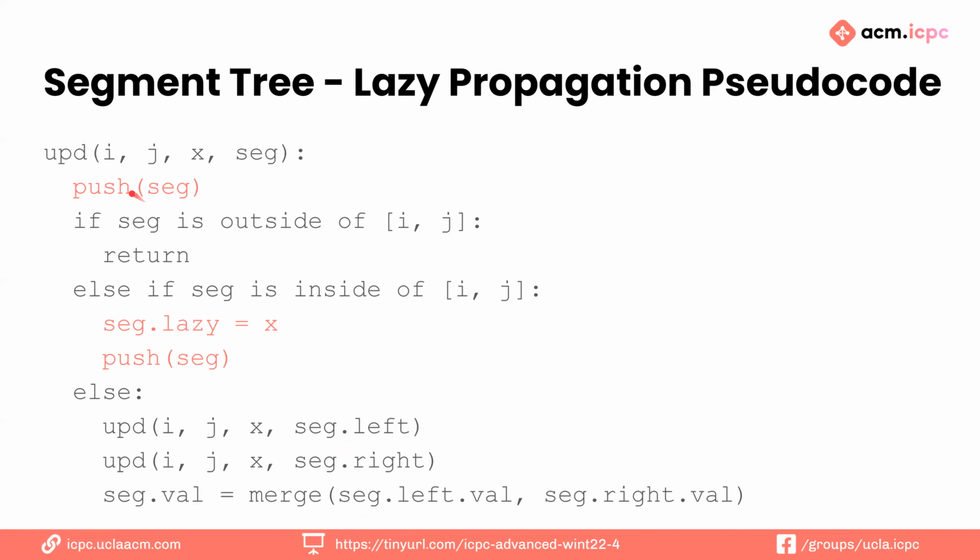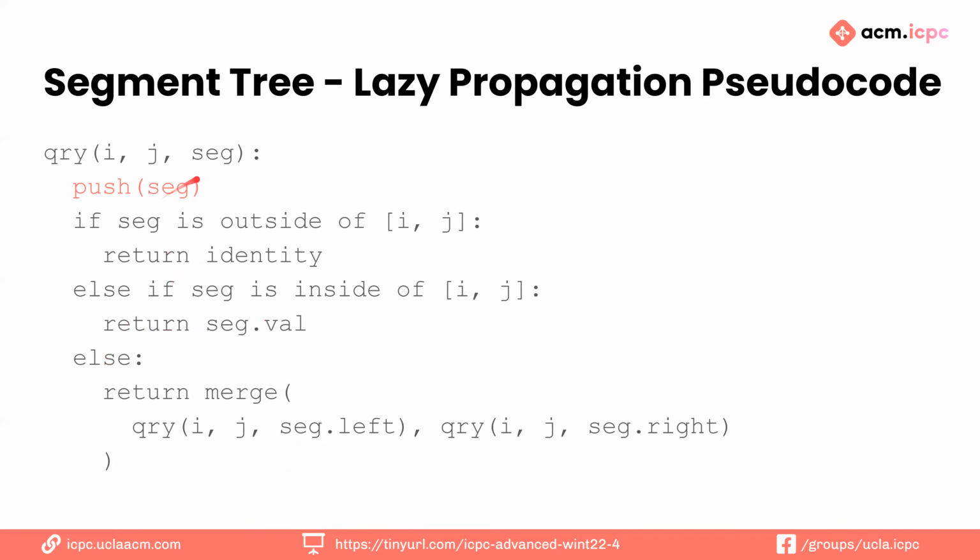And then, as we said before, every time we get to a node, we process whatever outstanding lazy value is there first. And then if the segment is completely inside, then we set its lazy value and then process it. And then these are both O(1). So this is the same time complexity as the query you had before, which is O(log n). And the same thing for query, we just added processing the lazy values to the beginning of it. So does it make sense? Yeah.